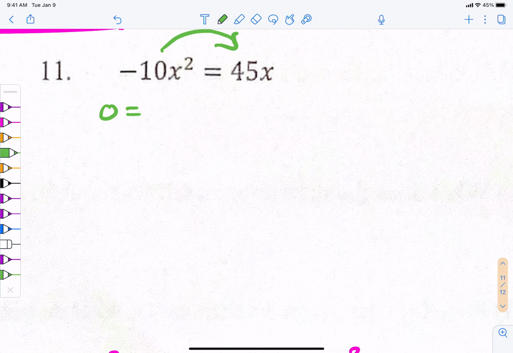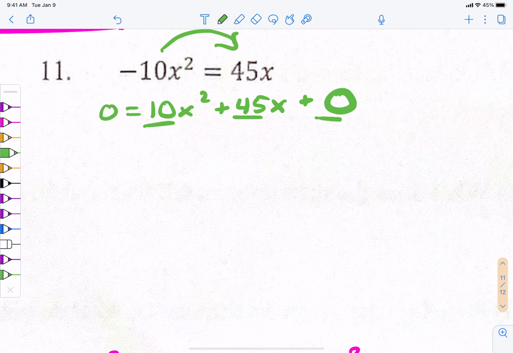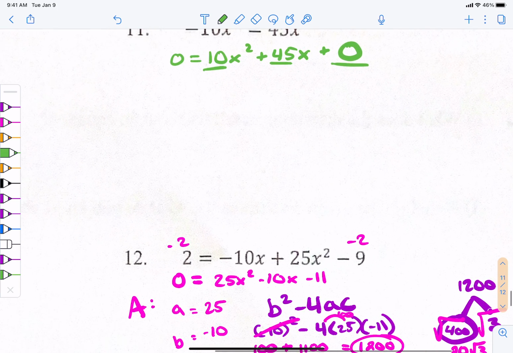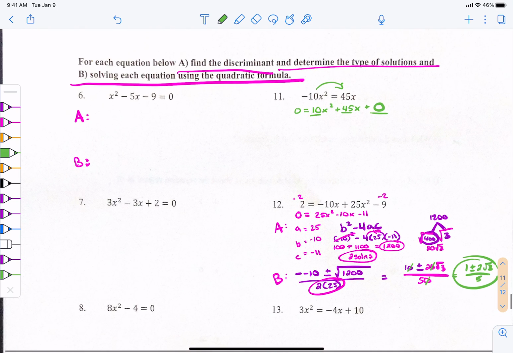What comes first? 10x squared. Then what? Plus 45x, plus 1. Plus, if you want to put a plus 0 on the end there, so you have your A, B, and C. If you don't have one of your ABC pieces, it is going to be 0, right? Then you just do it like normal. You know what you need to be doing: A and B for each one of those.